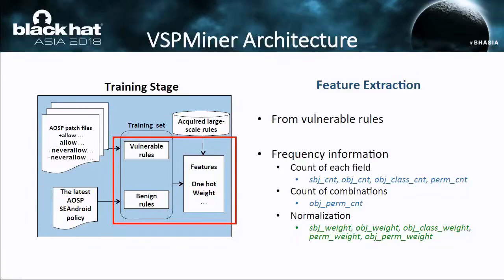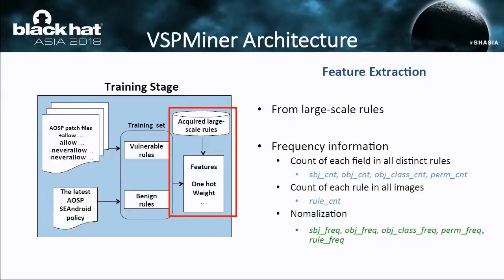And for all the frequency information, we will do a normalization, and finally we will get the different weight information about the different fields and all the combinations. And similarly, we will also extract the information from the large-scale rules. And we will also count. We will also do a static analysis on the count information of each field in all distinct rules.